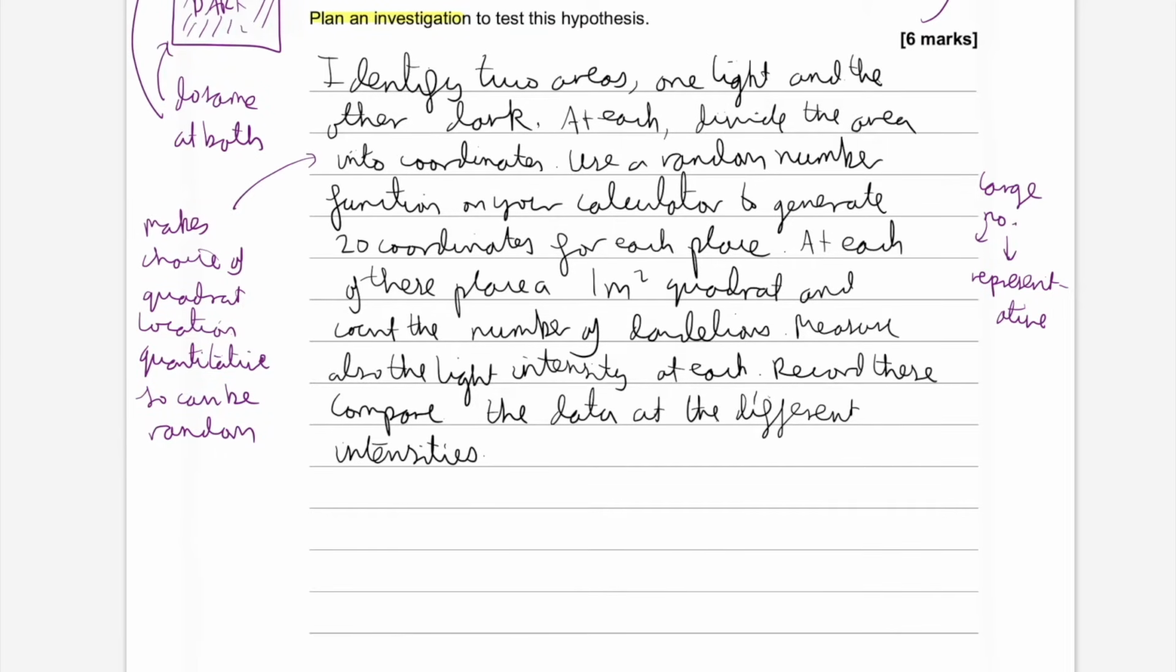Now, although this is level marked, let's go through our answer and see where the marks could come from. First of all, from identifying a light and dark areas to study. Next, from using coordinates. Then using a random number generator function. And also using a large number of coordinates. The placing of the quadrat and counting of the dandelions is another. And also measuring the light intensity. That's 6. However, I'm sure you could also get another one for comparing the data at the different intensities, were you to forget any of the other ones.